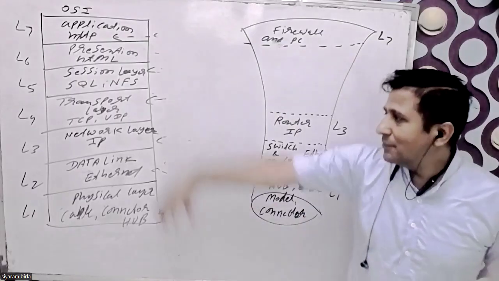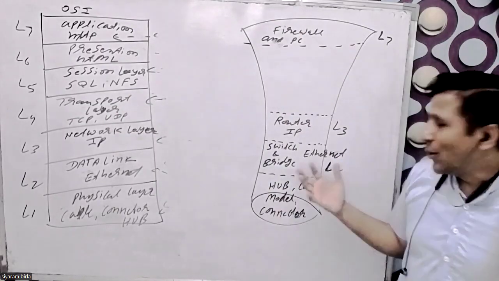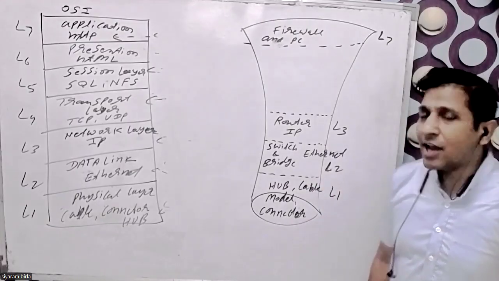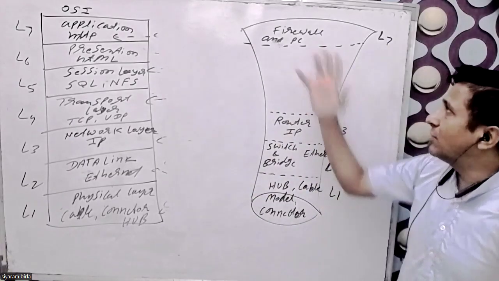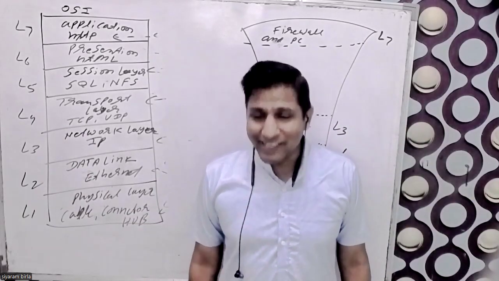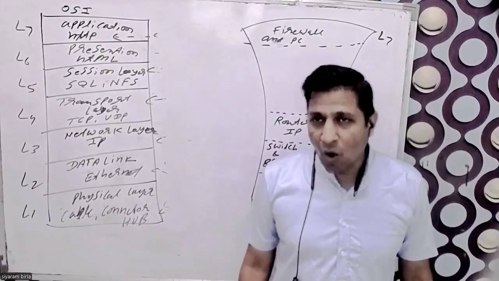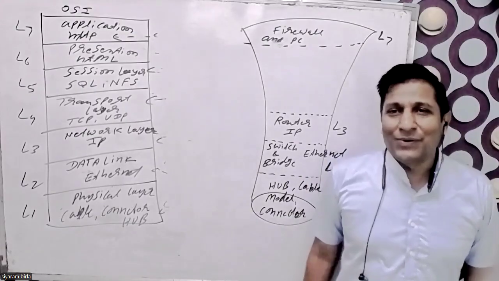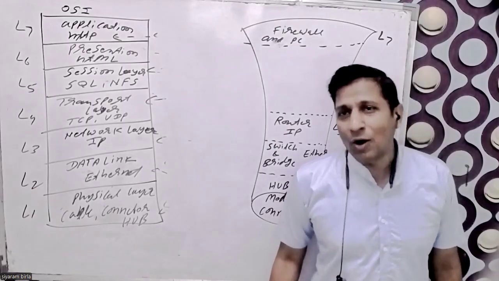So if I put that OSI model in a bucket, my hub, cables, modems, connectors are working at layer 1, switch and bridge are working at layer 2, the router is working at layer 3, and the firewall and the PC are working at layer 7. During an interview, the interviewer asks where the router is working, where the switch is working, where the firewall is working. Those are the layers where every device will work. That is the OSI model concept.